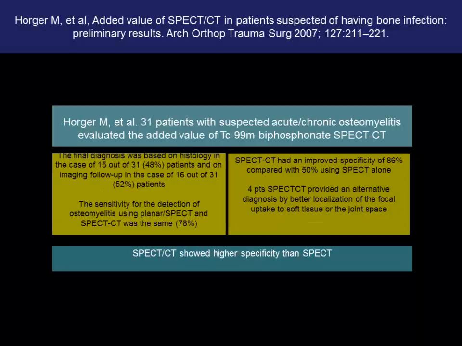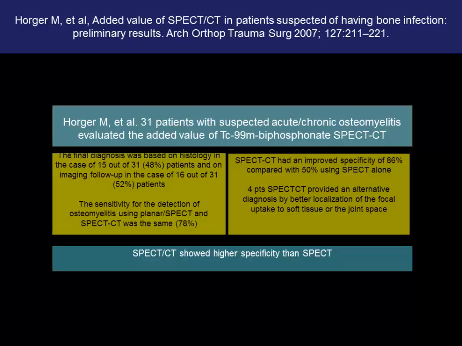This is another paper from Hojer et al., who has done quite a lot on bone imaging, and he has reviewed the added value of SPECT-CT in patients with suspected bone infection. In their paper, they said that by adding SPECT-CT, they improved specificity to about 86%. If you do just the SPECT, your specificity is around 50%, but adding the CT component to the SPECT, you increase the specificity to about 86%. And in fact, SPECT-CT helps to make an alternative diagnosis, and that's where we are useful, rather than just saying it is infection.